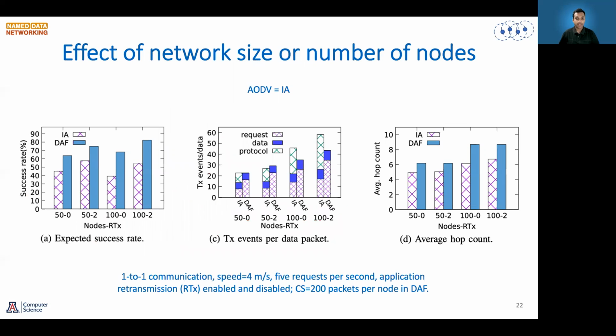Here, the x-axis in the figures shows the number of nodes and application retransmission count as a tuple. The success rate improvement with application retransmission for both AODV and DAF is trivial. However, AODV's success rate goes down with increasing network size, as it also increases the protocol overhead in the network. Note that DAF's average hop count is higher, which is from its opportunistic, suboptimal, and faster path recovery mechanism. We consider it a fair trade-off for achieving an average of 45% more success rate than AODV.